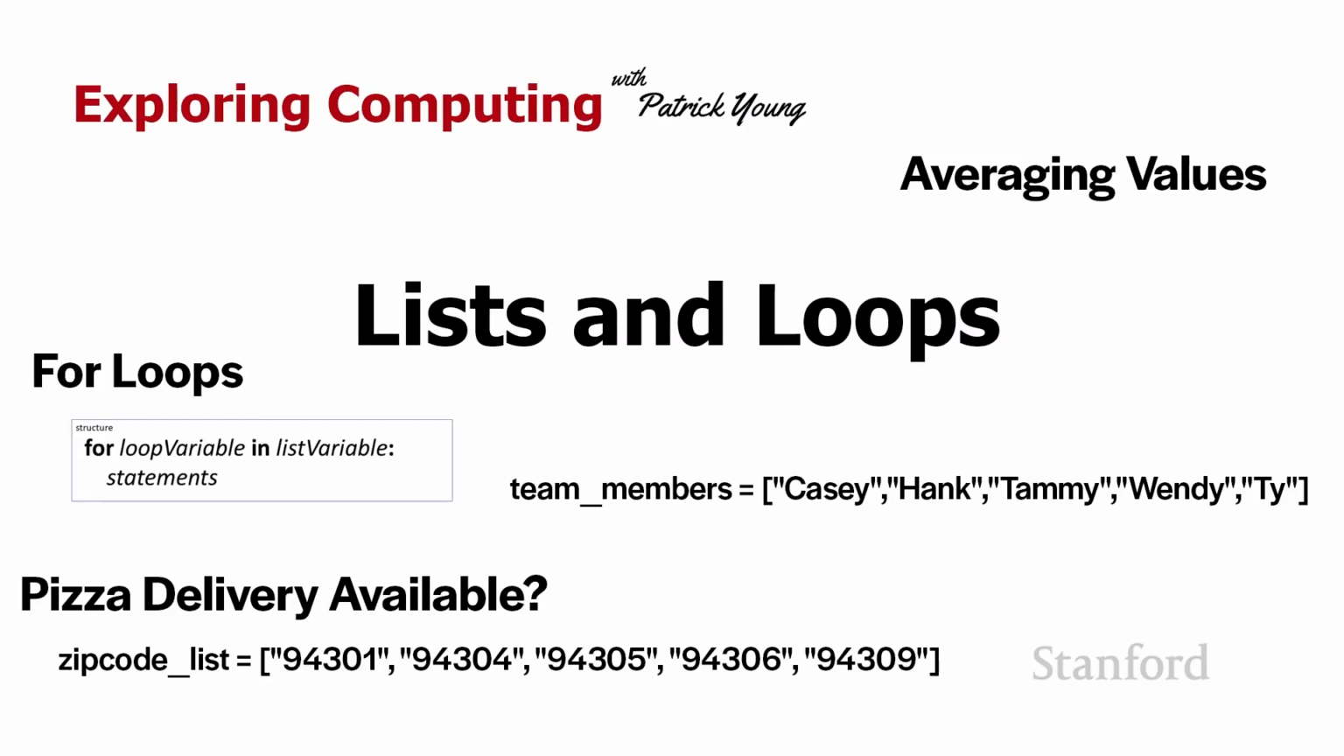Today's video is lists and loops. One thing that computers are really good at is processing lists of information. And this is because we don't really like processing large amounts of information.